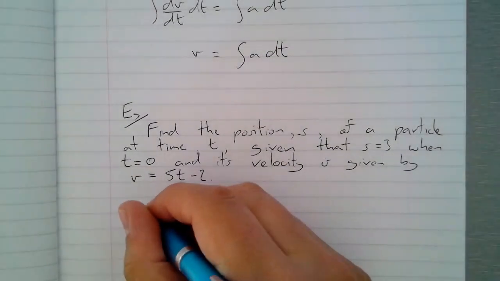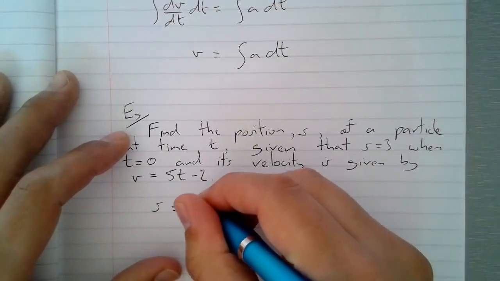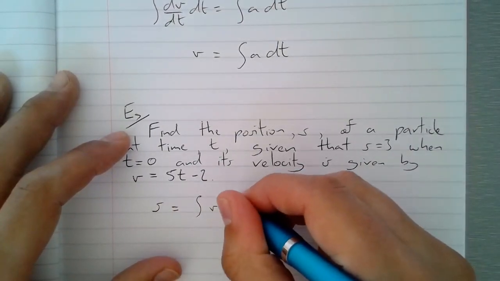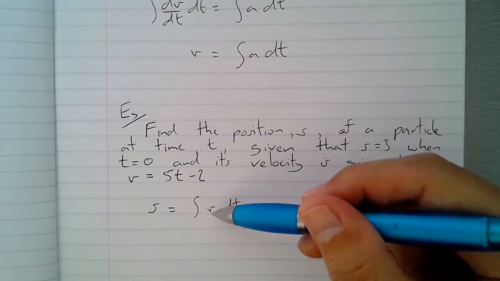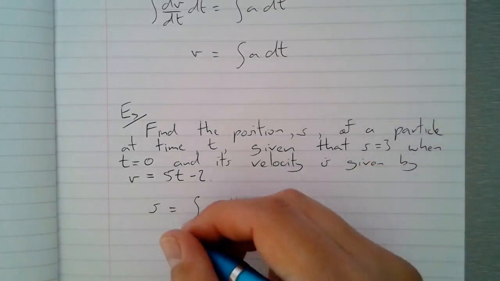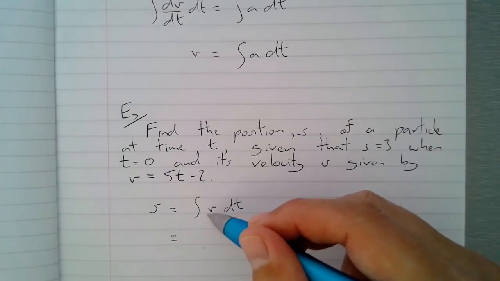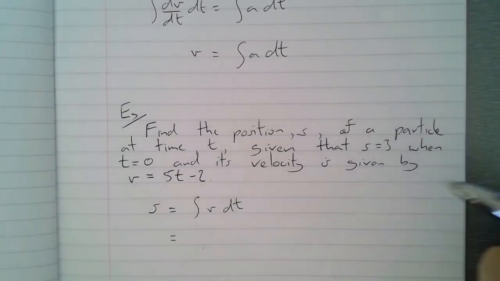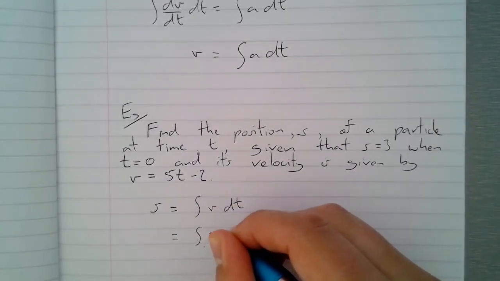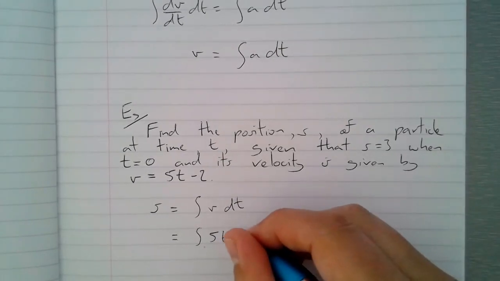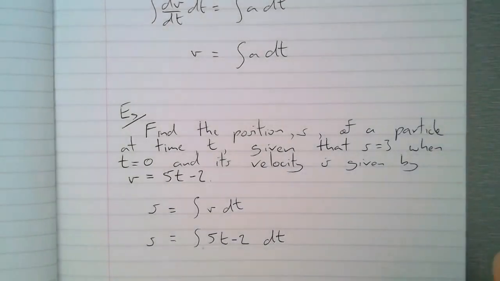Okay, so hopefully you started by saying s is equal to the integral of velocity with respect to time. It's really important that you have velocity in terms of time. You must write next to the equation what it is in terms of time, because if you're integrating with respect to time and you've got stuff in here which isn't time, that's not going to work. So for this question, velocity is 5t minus 2, and I'm doing that with respect to dt. I'm going to write s here because I'm going to substitute in a minute.